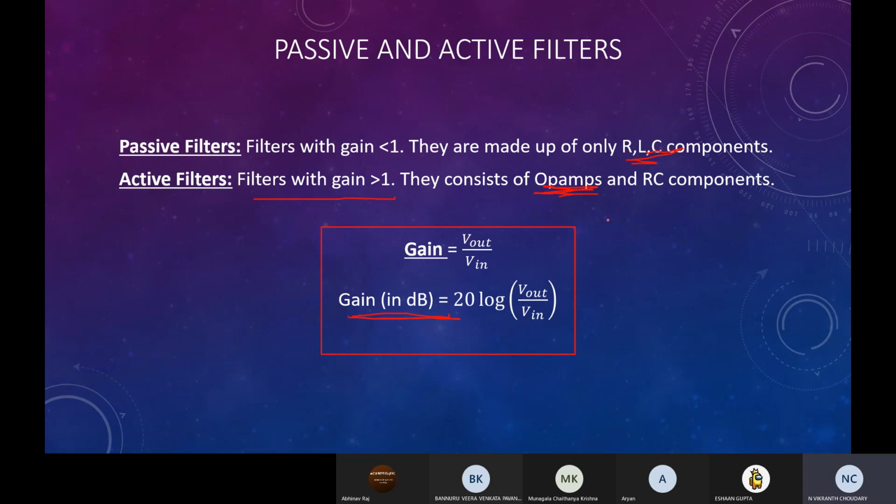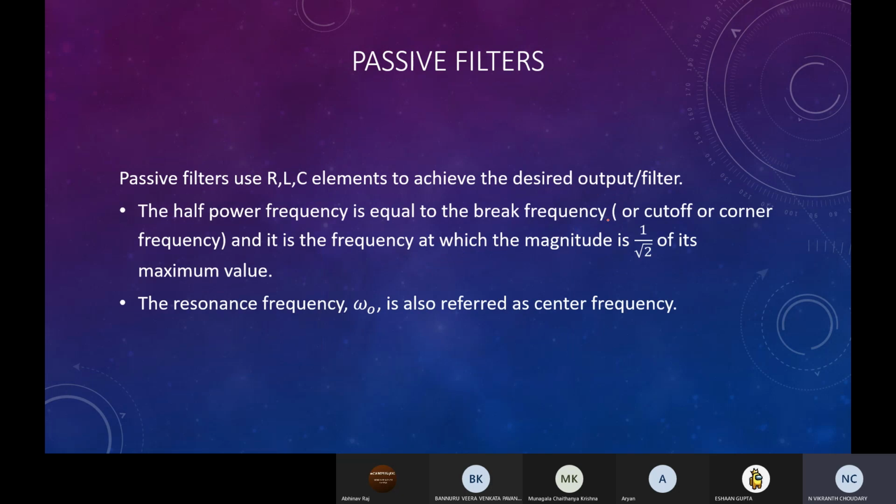So these are active and passive filters. Now first we will see passive filters, the passive low pass filter. First we will see the definition of a half power frequency. What is half power frequency? The half power frequency is the frequency at which the power will be half of the original maximum value.